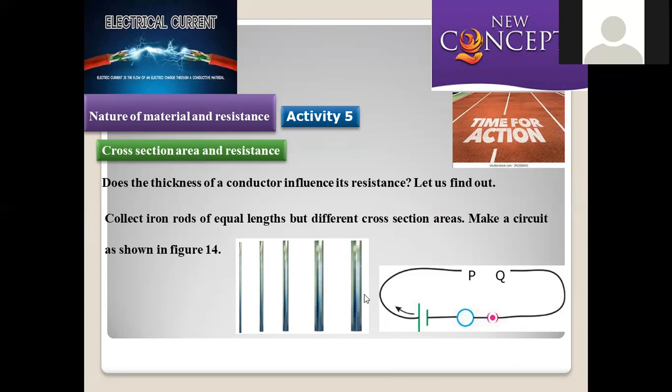We are taking various series of iron rods, collect iron rods of equal length. We are not supposed to change the length of the material. Rather, here very thin and somewhat thick and more thickest. So highest thickness containing material. In this way, we are gradually increasing the thickness. Consequently, cross-sectional area of the material will be raised in this manner.